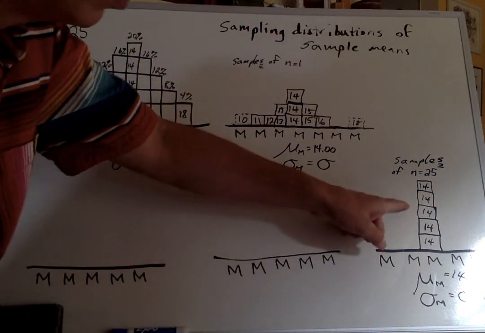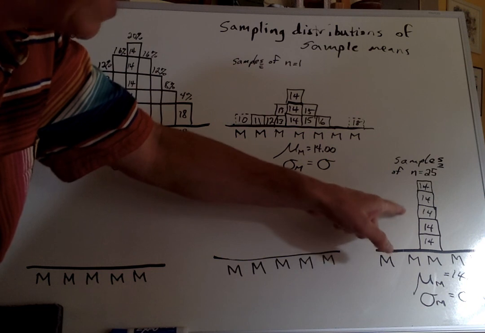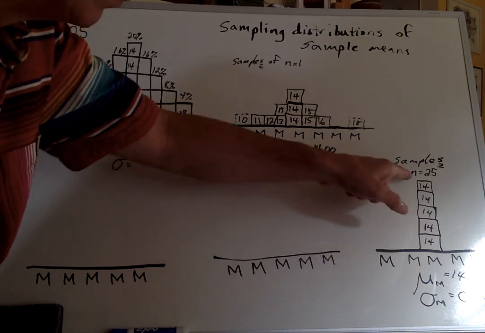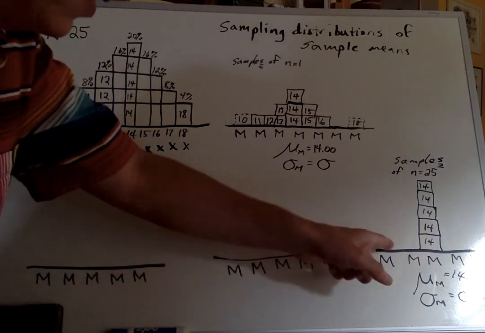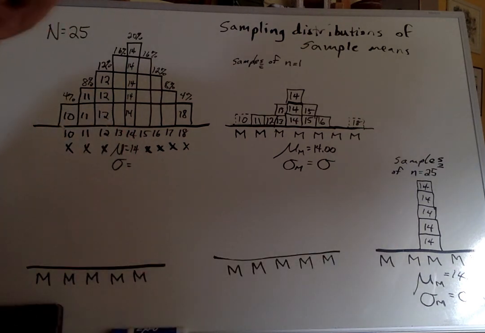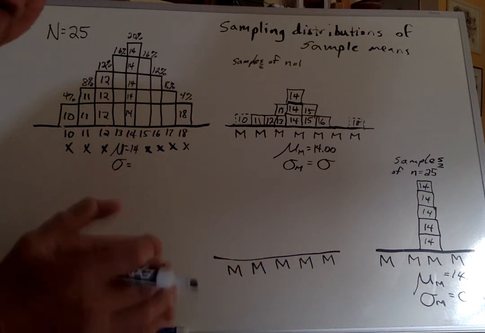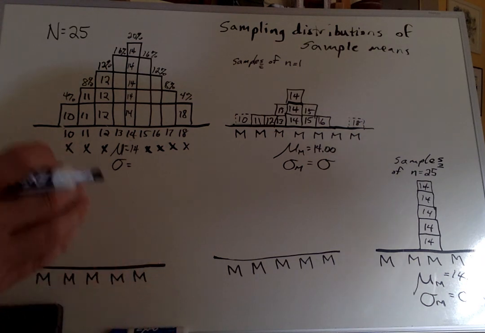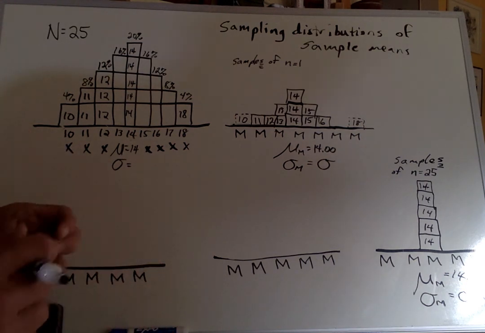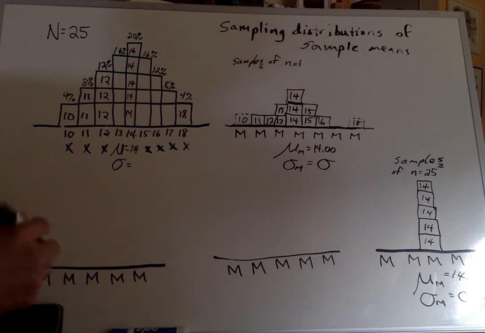In fact, could we ever get an average of 18 if we took samples of 25? The answer is no. We couldn't get a sample with an average of 10, because we're taking out all 25 scores. Okay? But let's do a little bit more realistic sample, and let me do it this way.